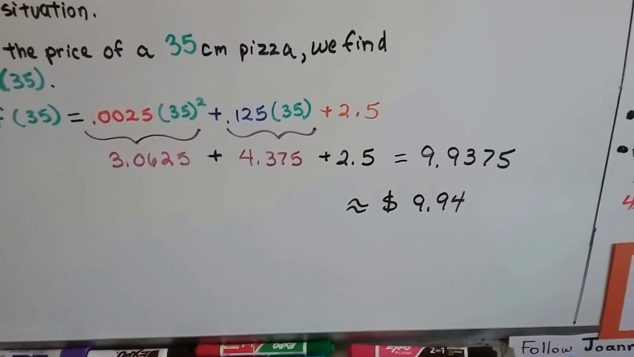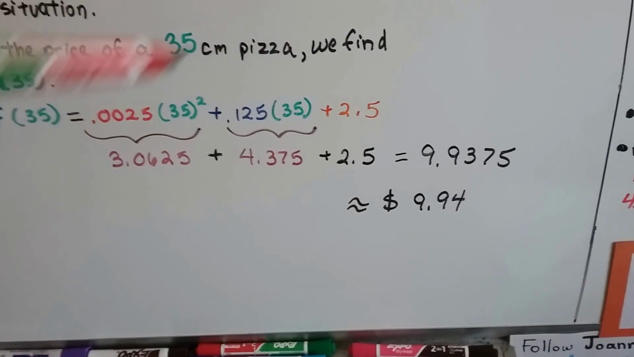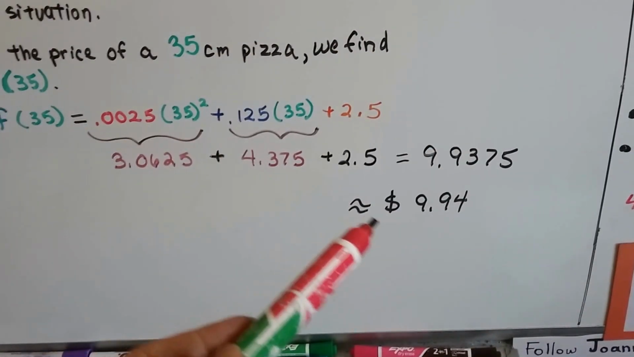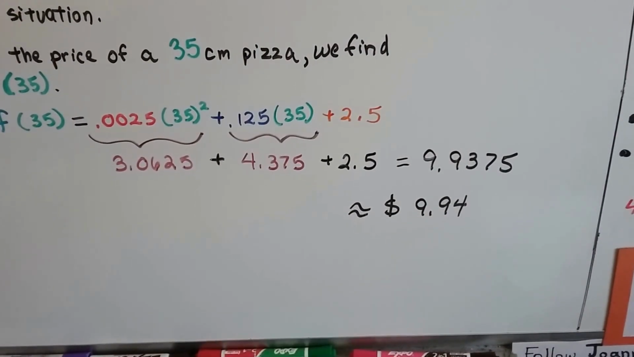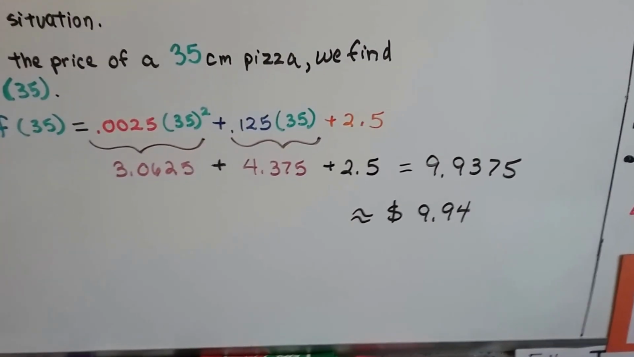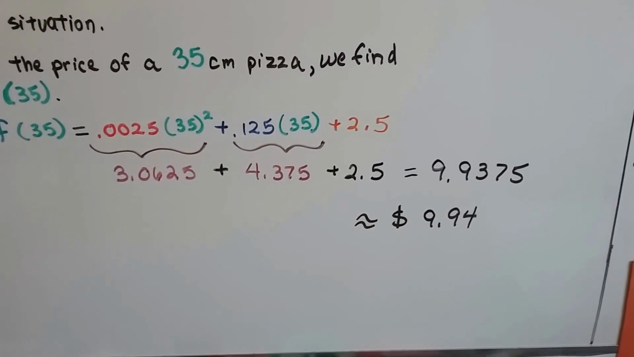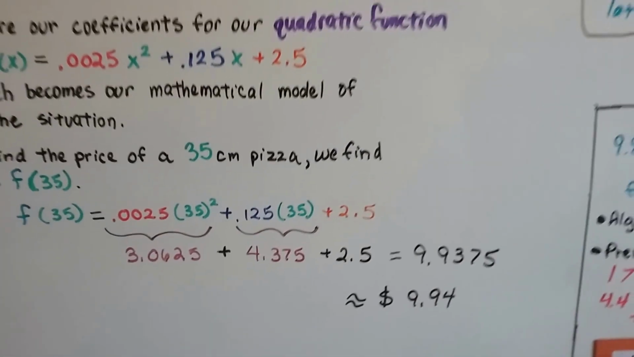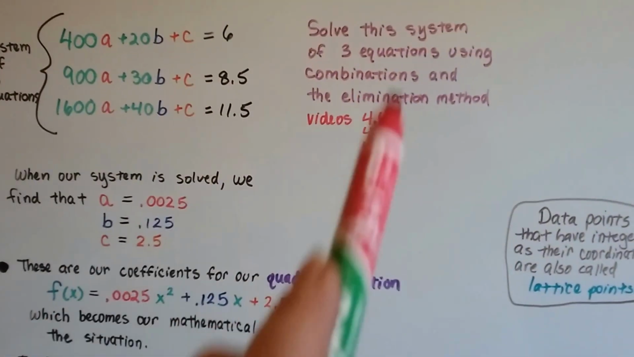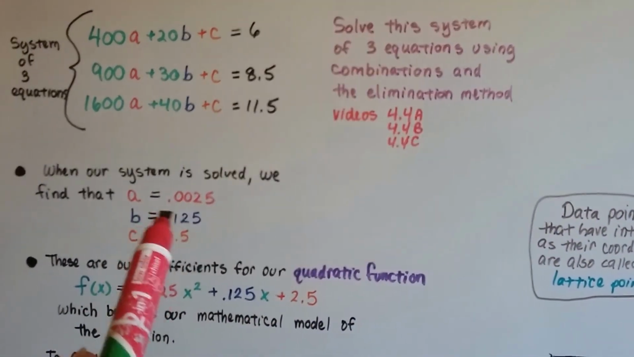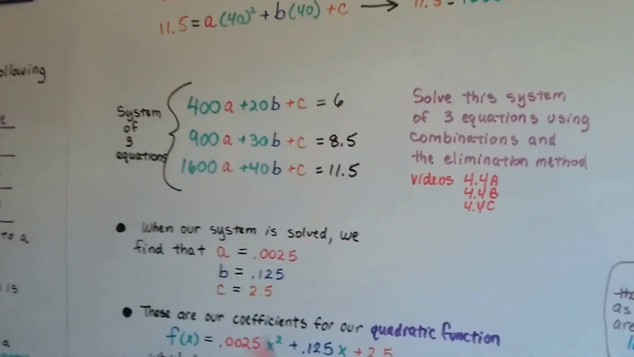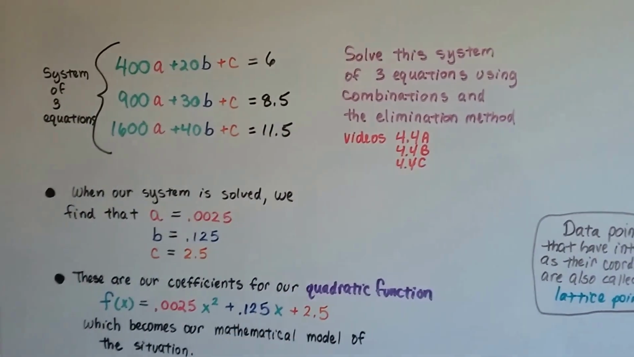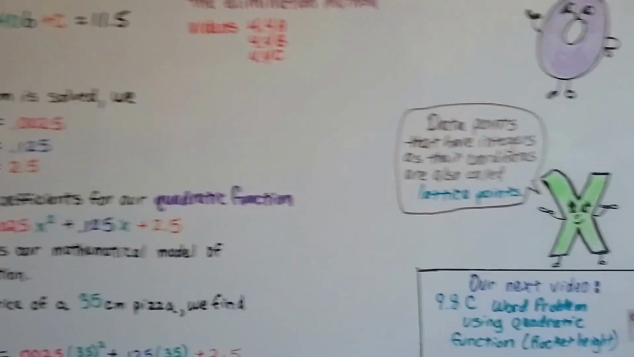9.9375, and because we're talking about money, and this is the price of a pizza, we're going to round this 7 up, this 3 up to a 4, and it's going to be approximately 9.94. See? $9.94 for that 35 centimeter pizza. Okay? So, again, if you're confused about how I solved this because I skipped over it, it would have taken me 2 of my boards to do this math. Just go to the description and you'll see the links to those videos, okay?